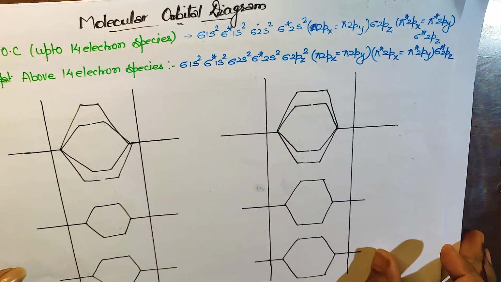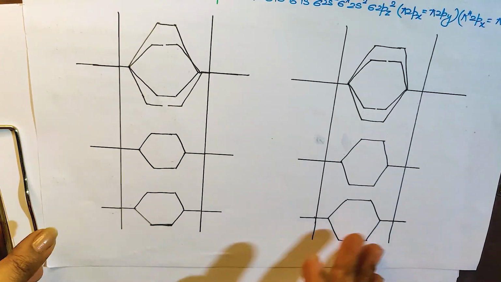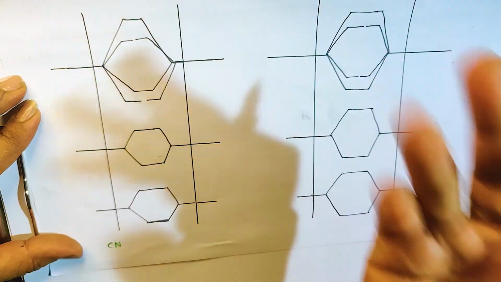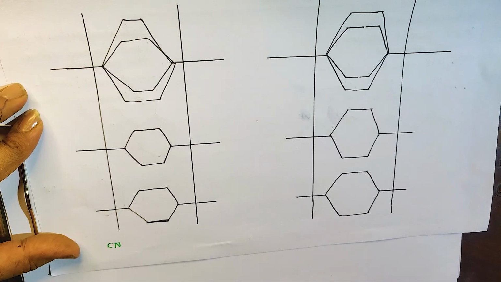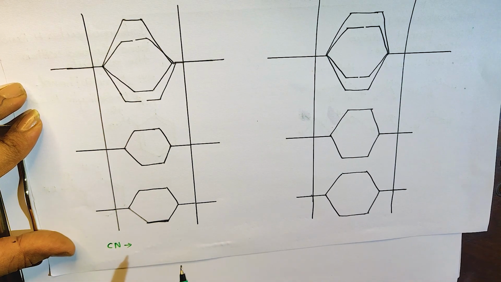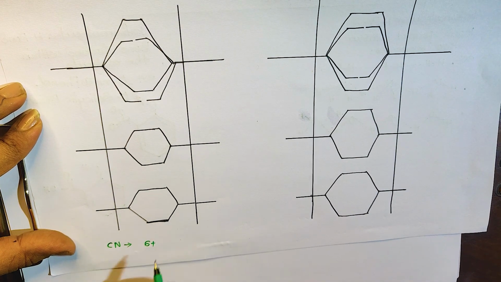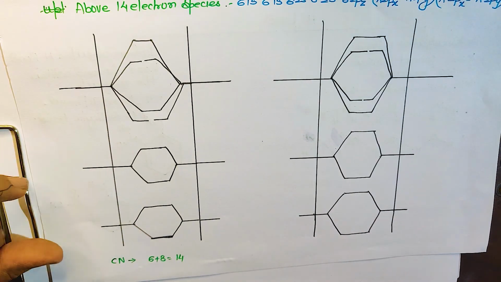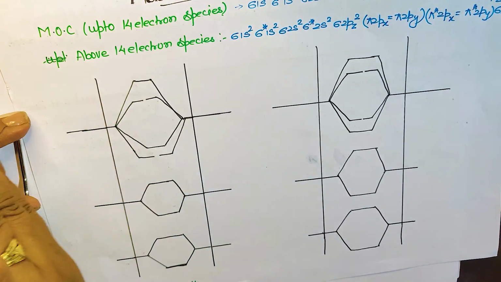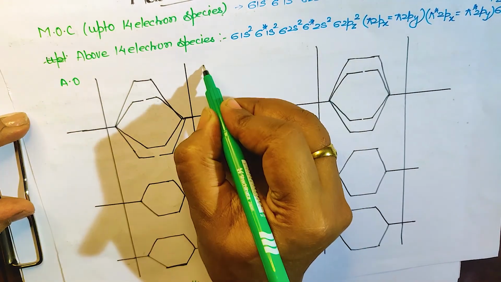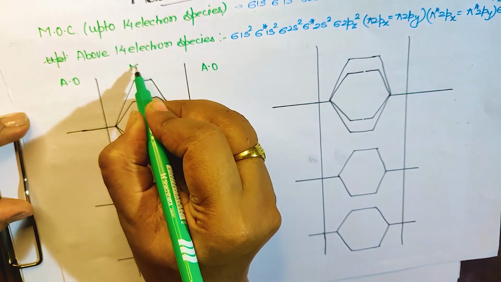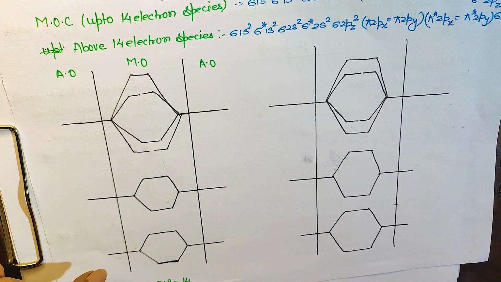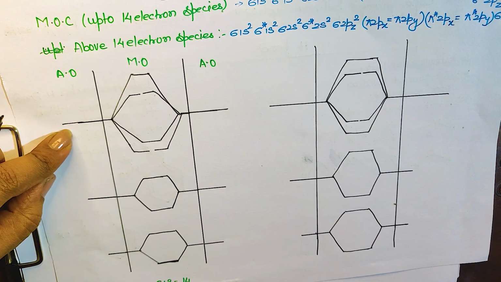I am making this example for CN. So tell me, CN will come in which type? Carbon is 6 and nitrogen is 8, so the total is 14. That means we will do a 14 electron species. On this side we write the atomic orbitals, on the other side also atomic orbitals, and in between we write the molecular orbitals. Clear? First we start with 1s2, 2s2, and then we will start for the pi.